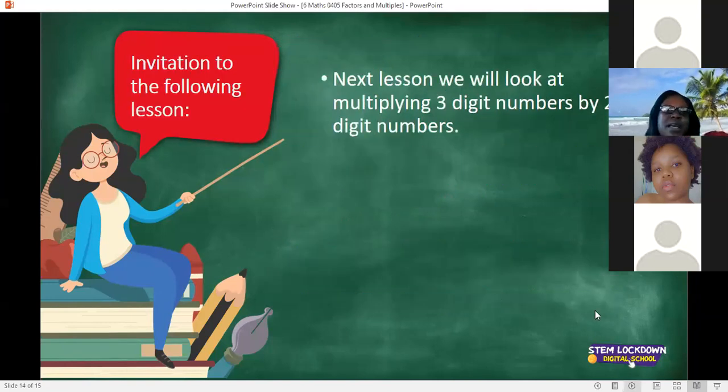So this brings us to the end of the lesson. I see we've gone above 3 minutes. In the next lesson, we are going to look at multiplying 3-digit numbers by 2-digit numbers. We're going to look at the breaking down method and the column method. That is what we're going to look at.